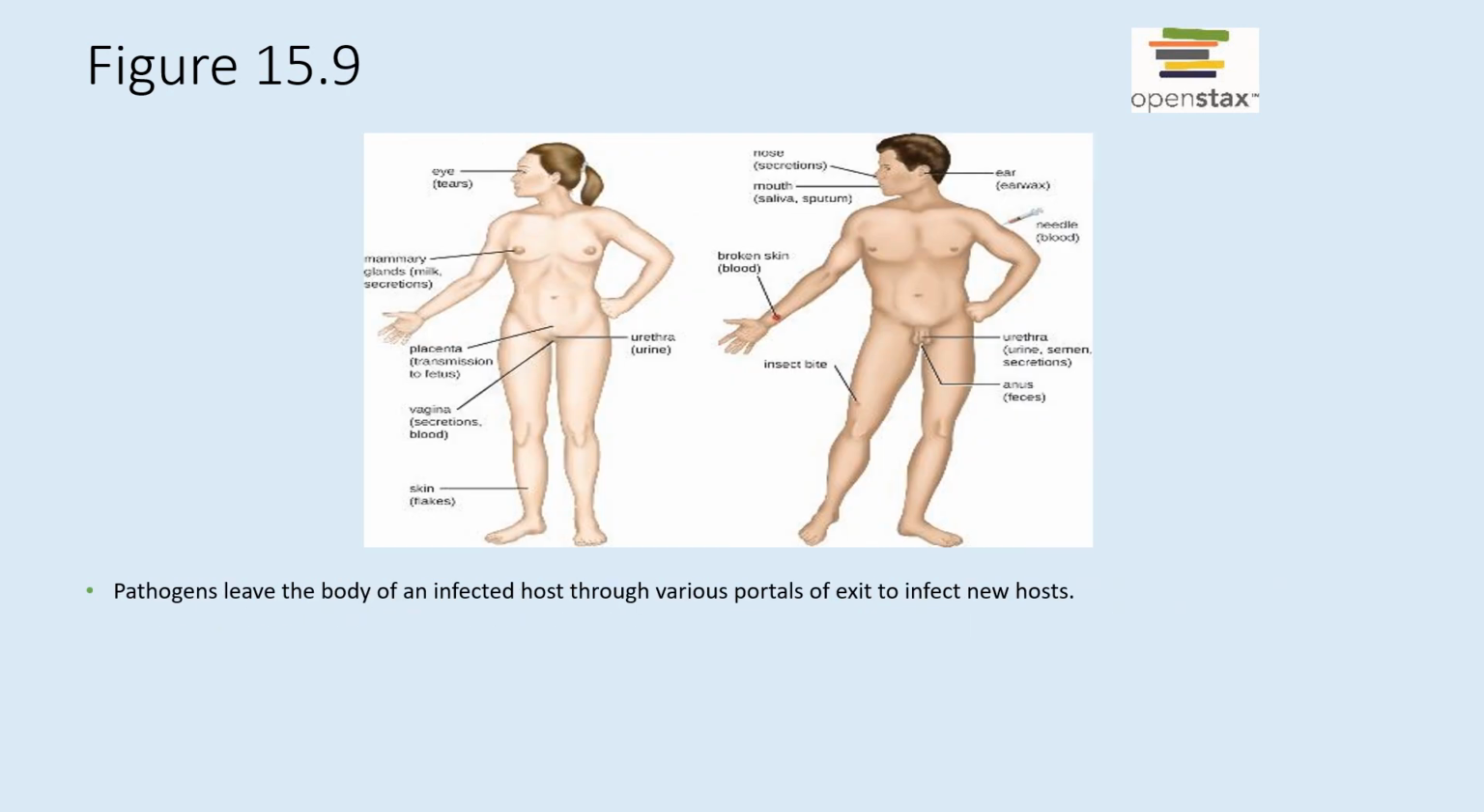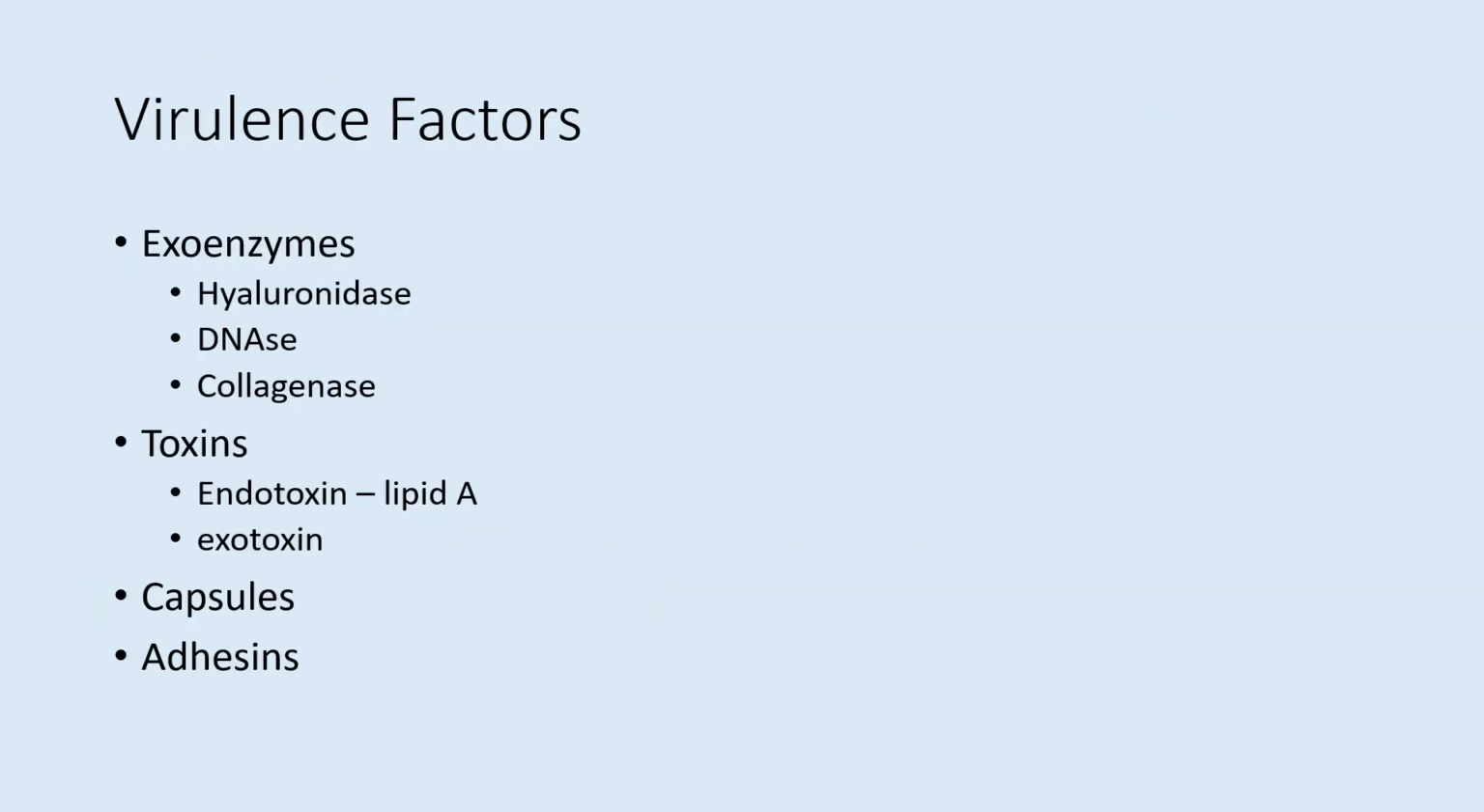So when pathogens leave the body, like I said, they leave by portals of exit. Oftentimes they can be the same as the portal of entry. So how do they leave? It has to be somewhere where there's an opening. So it can be the nose, the mouth, the eye, the ears. It can be through the genitourinary tract. If you have a break in the skin, it might leave through there as well.